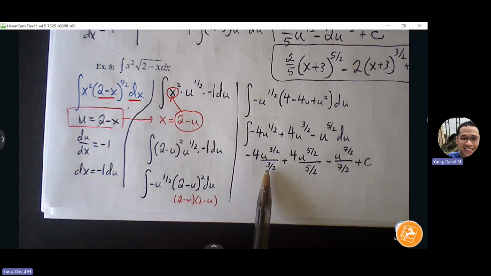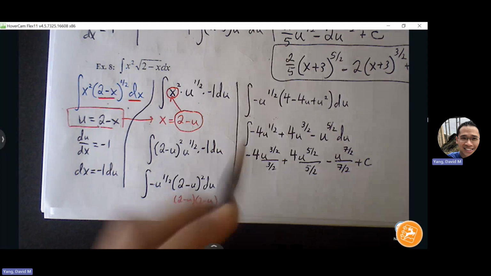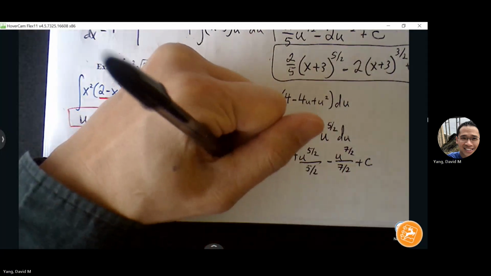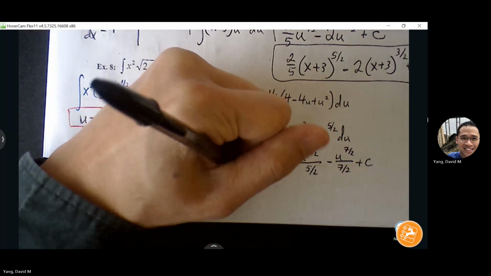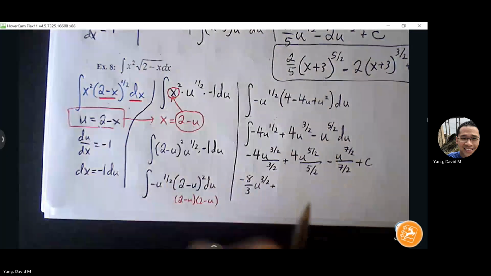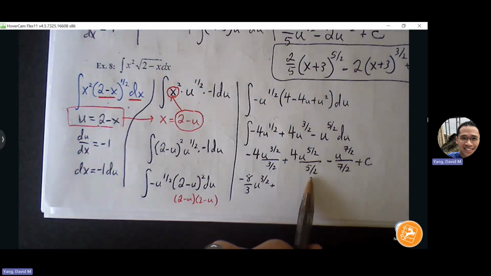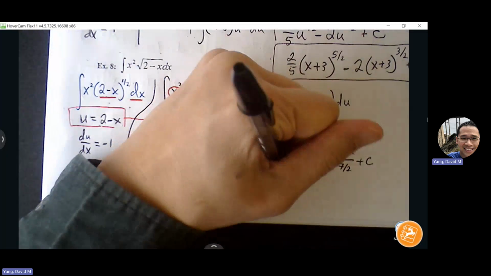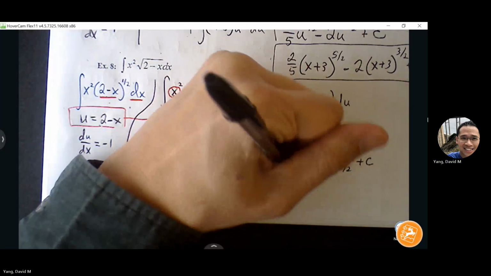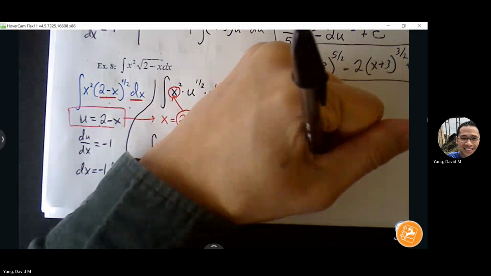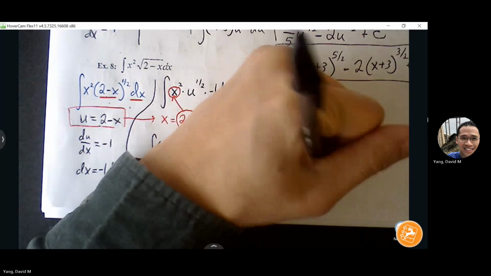Okay, dividing by these messy fractions is the same thing as multiplying by the reciprocal. So dividing by 3/2 is the same thing as multiplying by what? 2/3, right? So negative 8/3. And then the same thing as multiplying by 2/5, so 8/5. Then 2/7.